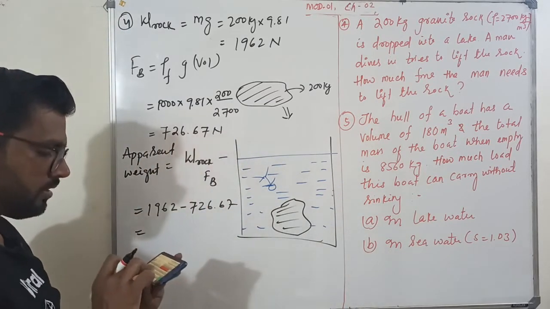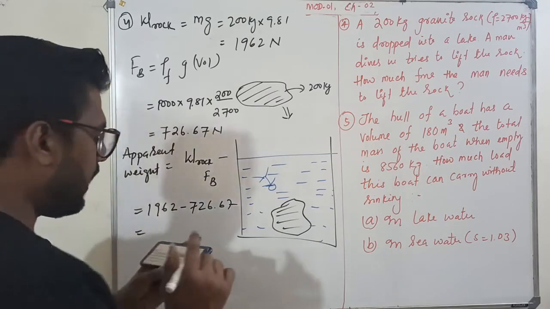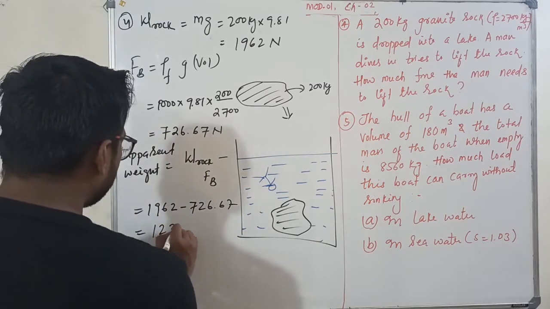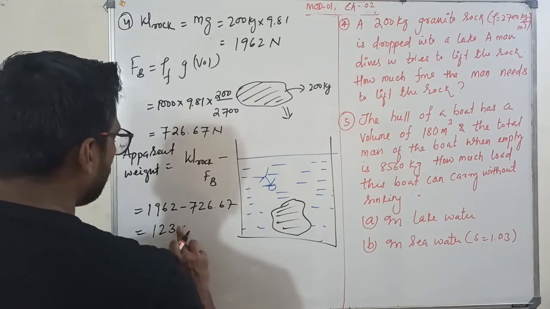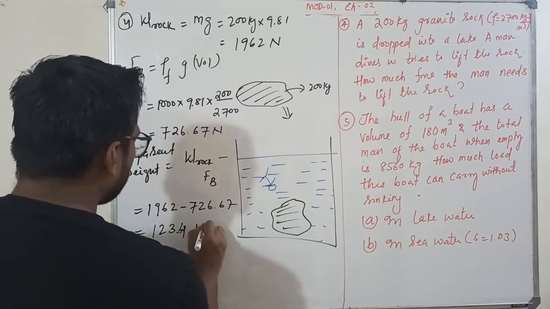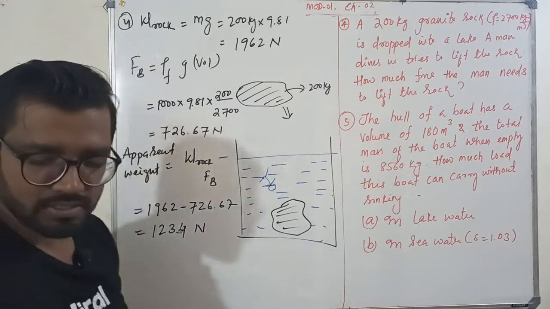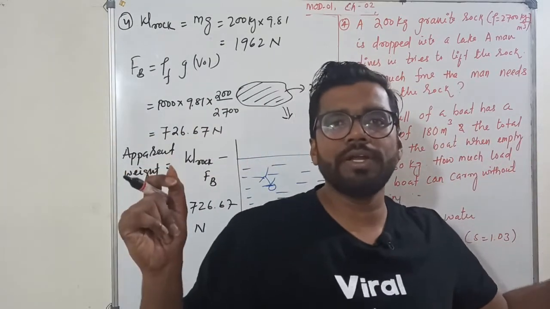Come on, tell me the answer. Are you getting 1235? Nearly 1234. 1234 Newton is the answer. Very, very good. Simple, quite easily done.